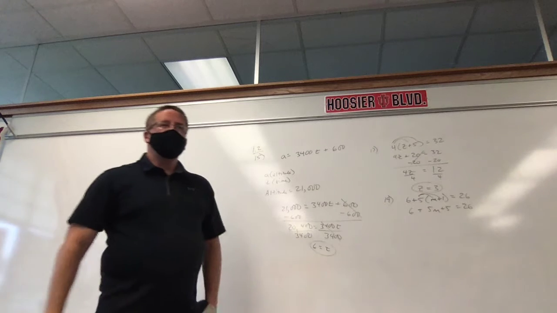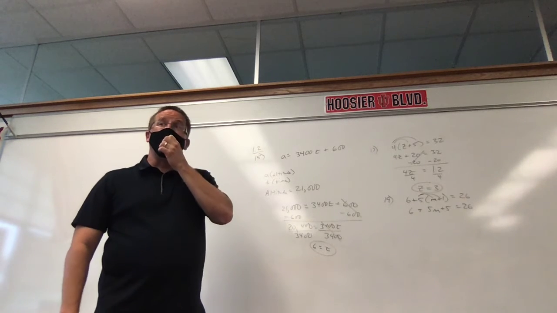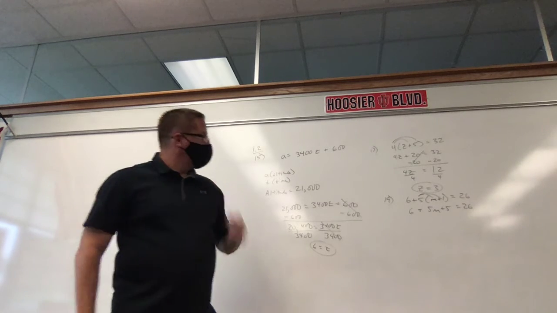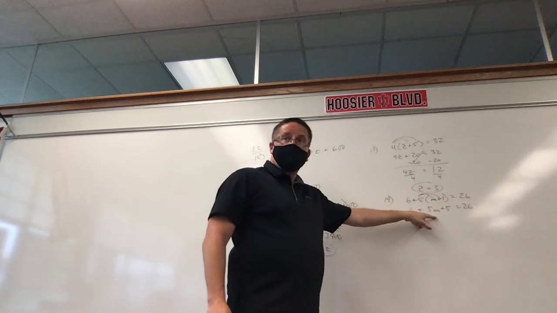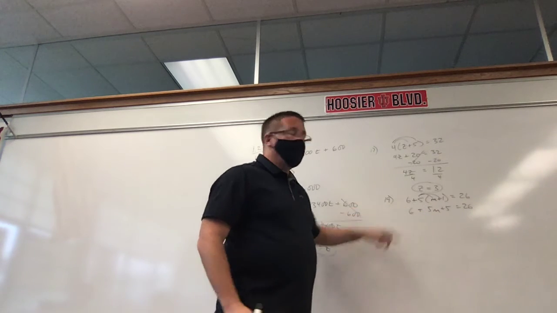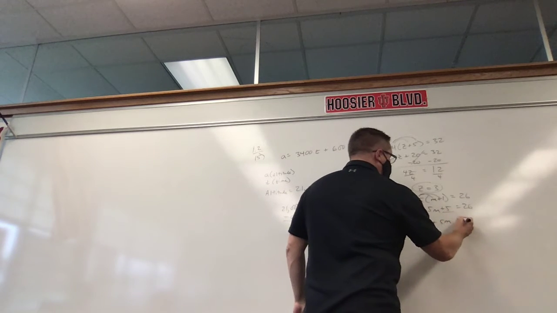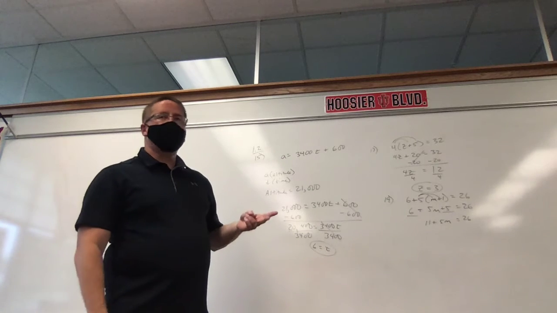Okay? Can I simplify either the left side or the right side? Yes, ma'am. Why can't I put these together? That's got an m. Now you put together the 6 and the 5 and get 11. 11 plus 5m is 26. Then we have to get rid of the 11 and the 5.